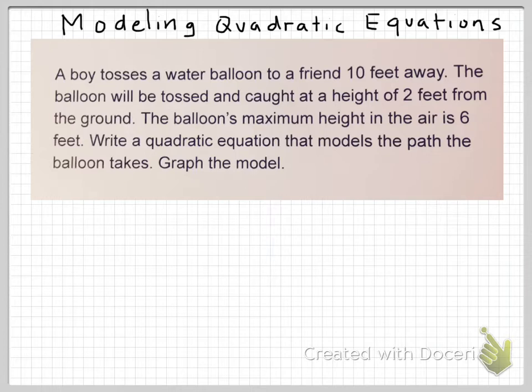The balloon's maximum height in the air is 6 feet, and we're going to write a quadratic equation that models the path the balloon takes. And we're going to graph the model. So let's begin with just some knowledge.